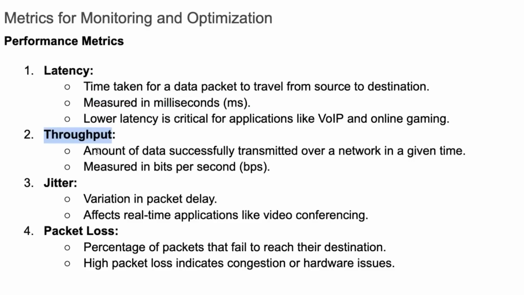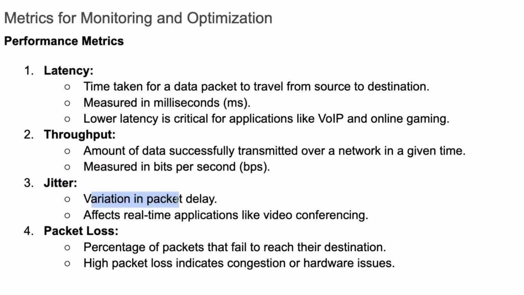Throughput, on the other hand, is the amount of data that's actually successfully transmitted over a network in any given time. And this is measured in bits per second, so bps. So the amount of data in bits per second is how we measure throughput. And this is the data that successfully transmits over the network in any given time. The base measurement is second as the time.